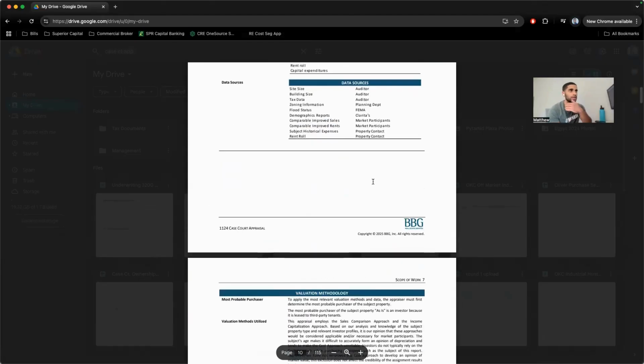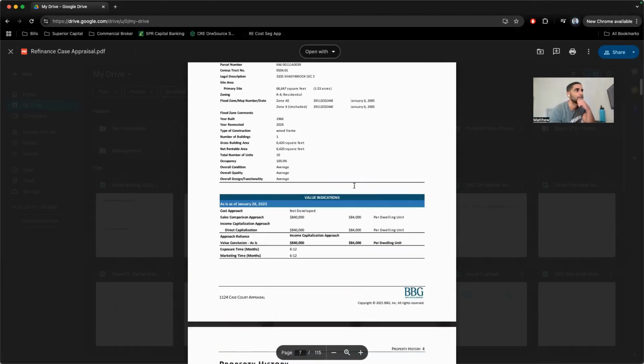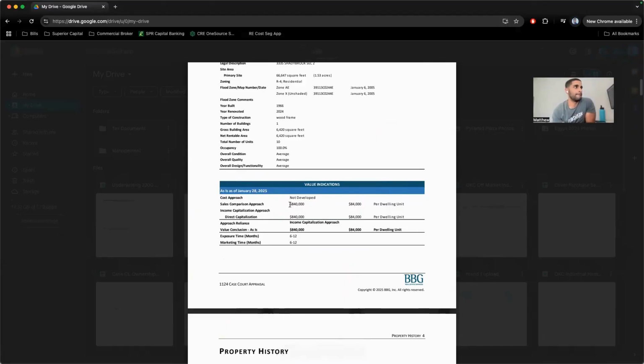Okay, so if you look here, I believe it's page 7, so I passed it. So if you look here, the way they value the buildings, they use two methods. They use the sales comparable approach, which they got a value of 840, and they use the cap rate approach, which they also got a value of 840.